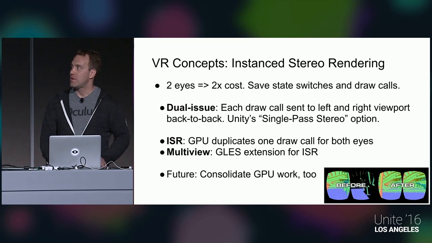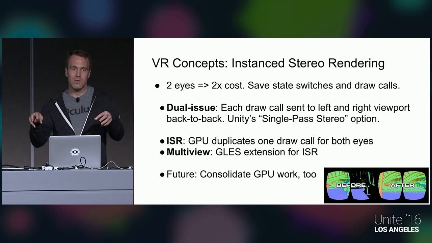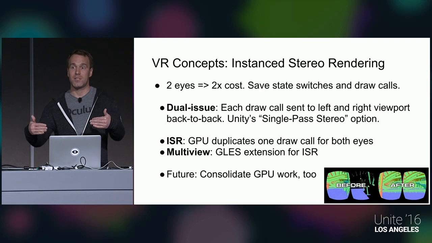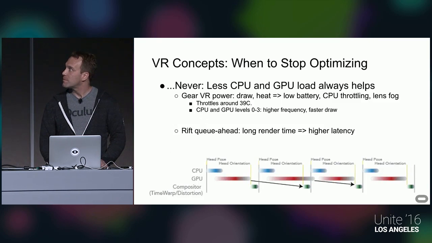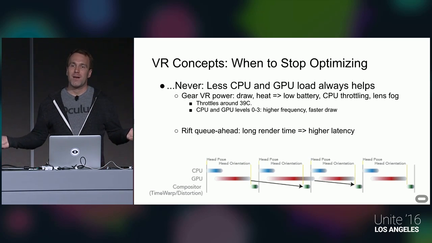Then in the deep future, you could see the GPU work. So although we are consolidating the CPU work, the draw call is still producing two tasks on the GPU that could be consolidated, and that'll probably happen at some point. So never stop optimizing, basically.